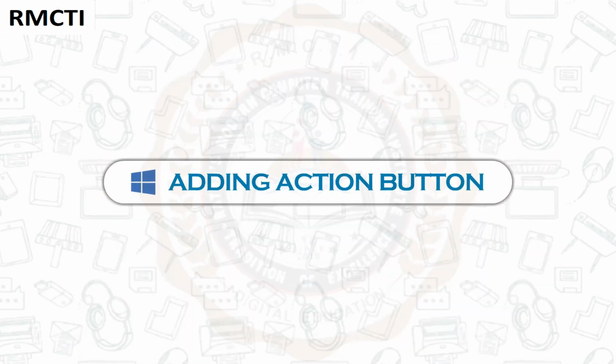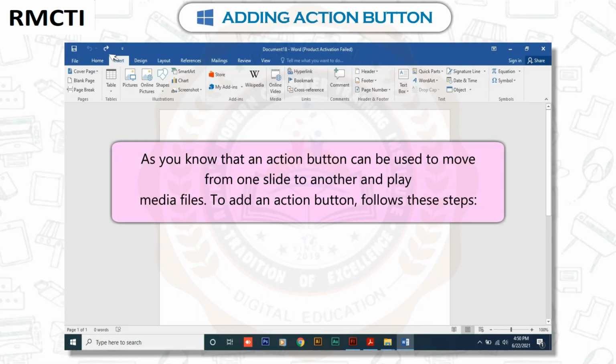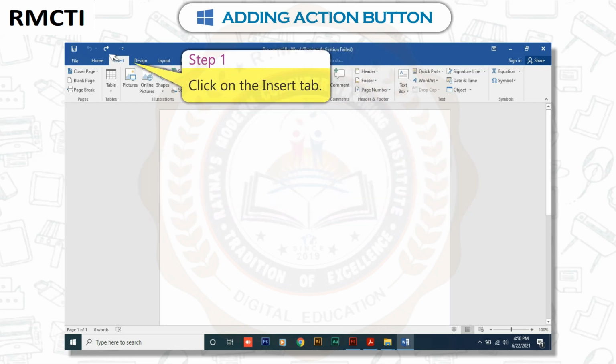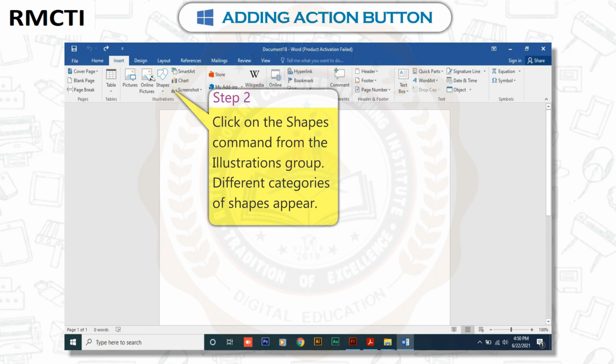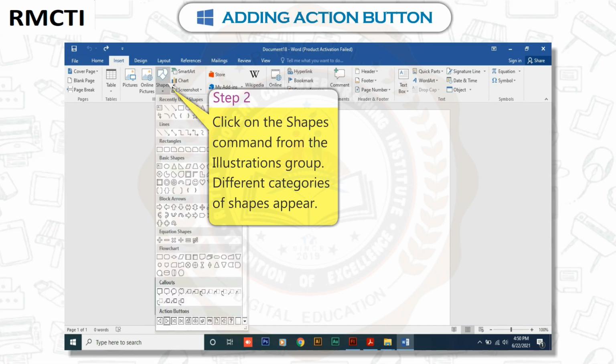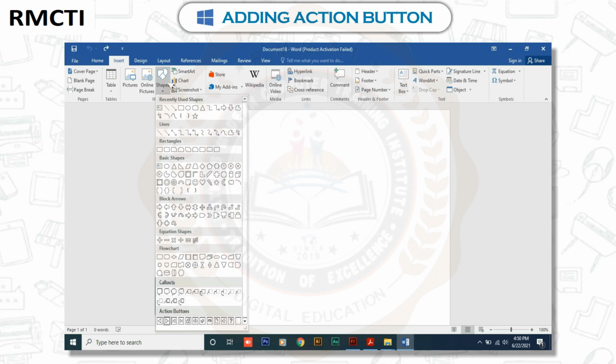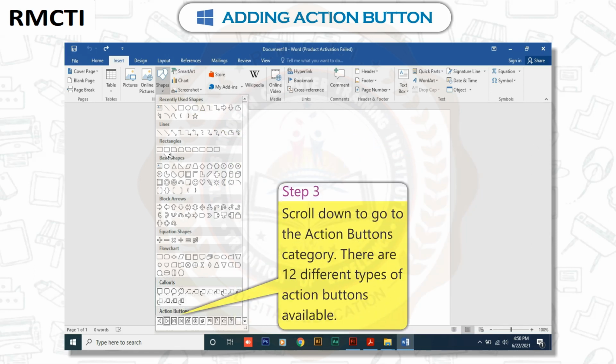Adding Action button. As you know, an action button can be used to move from one slide to another and play media files. To add an action button, follow these steps. Step 1. Click on the Insert tab. Step 2. Click on the Shapes command from the Illustrations group. Different categories of shapes appear. Step 3. Scroll down to go to the Action Buttons category.